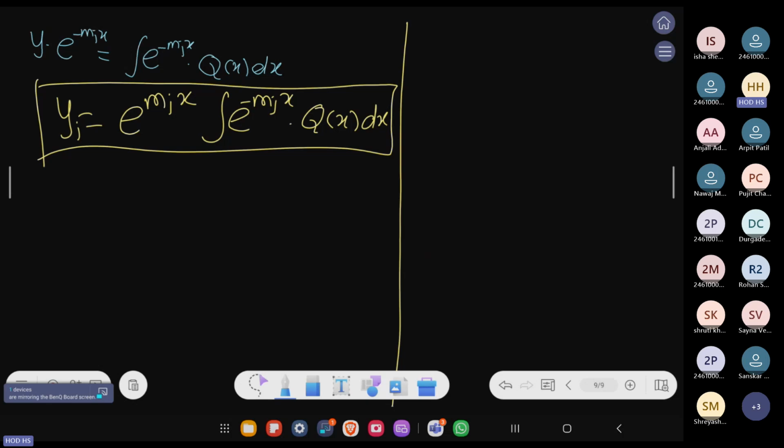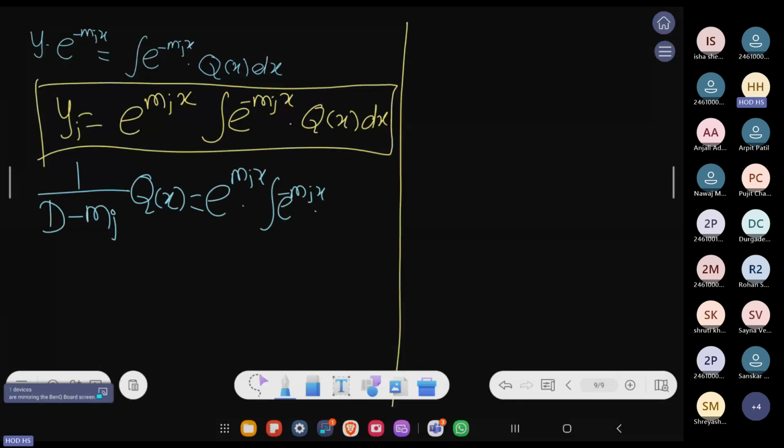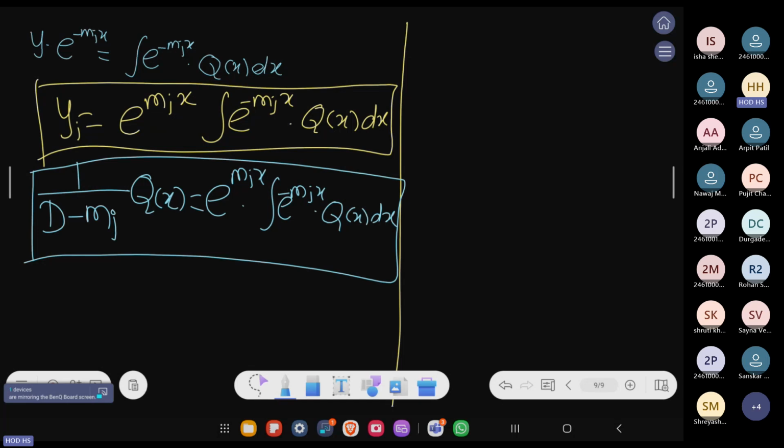Okay. So, what is my conclusion? My conclusion is 1 upon D minus m_j of Q of x is e to the power m_j x into the integral of e to the power minus m_j x into Q of x dx. This is my conclusion, and this will be my rule number 5 for generic functions. Whenever I am having generic problems, I will use this formula.